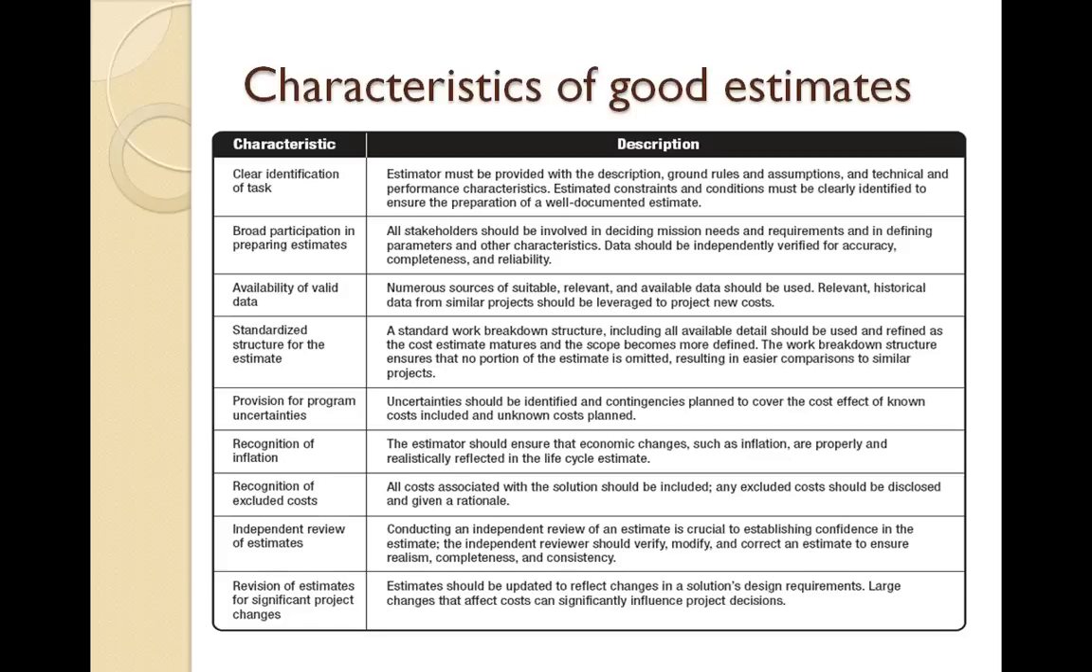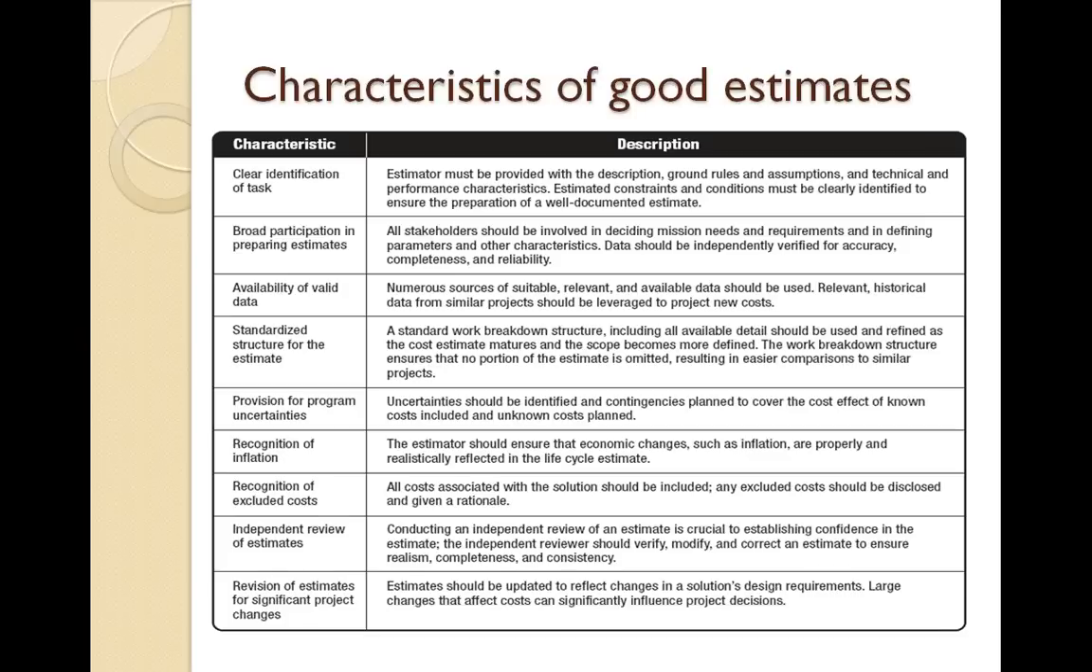We also need to recognize inflation. If we are estimating based on the current cost, current resources availability, and the current time plan, it may not work. If it's a 2 years, 3 years project, then we have to factor in inflation and all the other economic factors as well. We need to recognize the excluded cost. We need to be very clear what is included in the cost and what is excluded from the cost, what is part of the estimate and what is out of scope for the estimates. And we need to revise the estimates for significant project changes. Whenever the project environment changes, we need to make sure that we are revising our estimates and then modifying and publishing those estimates.